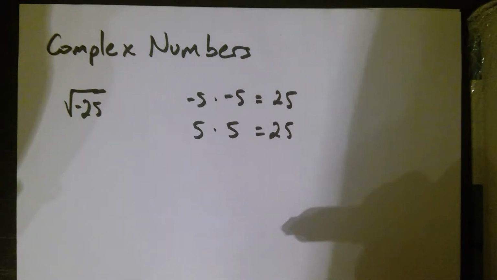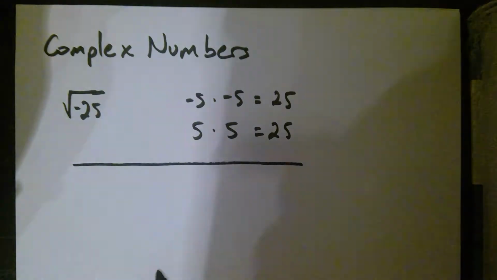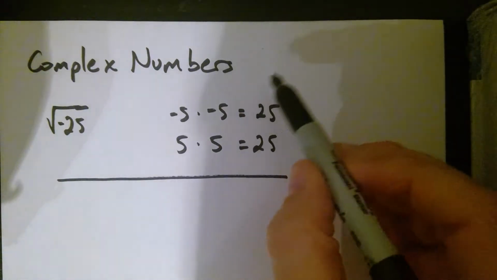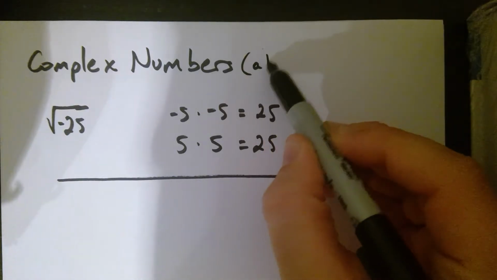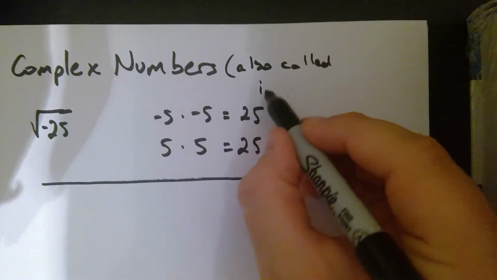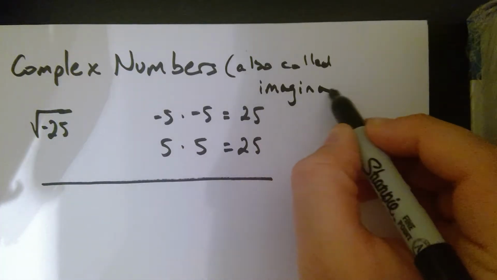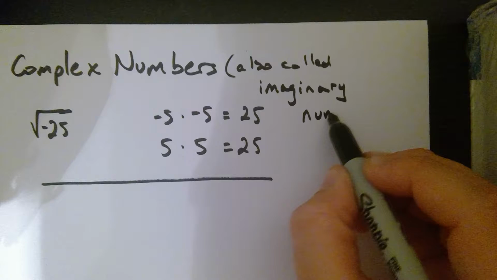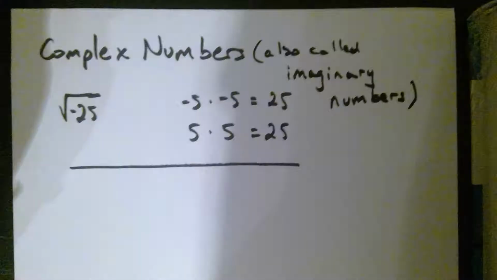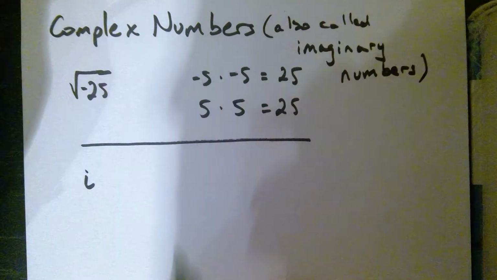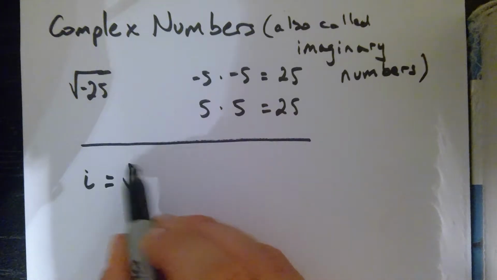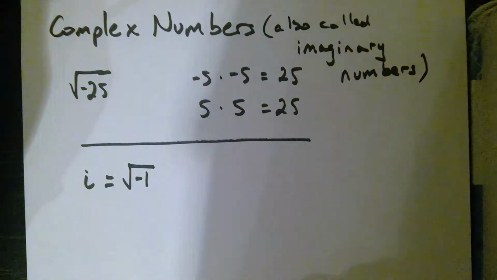However, we have something called a complex number. Sometimes we call them imaginary numbers. So I'll make that up here. Complex numbers, also called imaginary numbers. And that will make sense here because we call the imaginary number i. Now i is equal to the square root of negative 1.